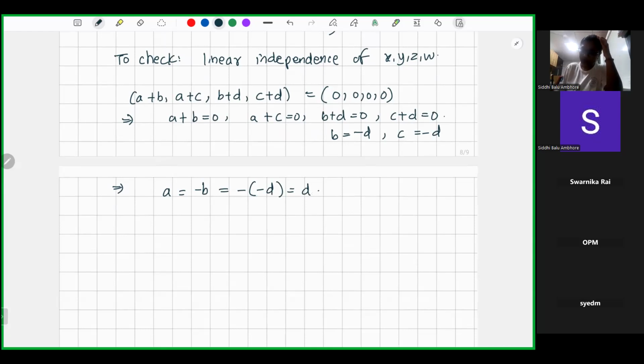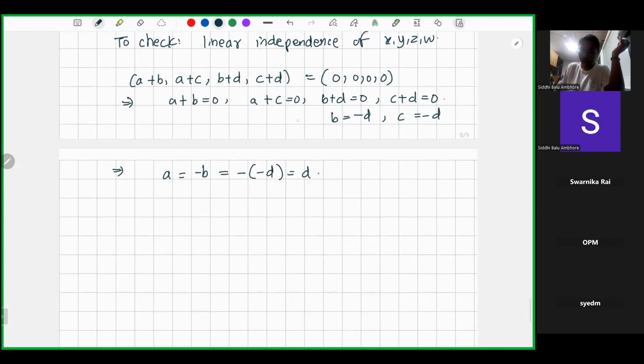And the moment I have A is equal to D, so from 2, this implies A plus C is equal to 0, then D plus C is equal to 0, and this will give me C is anyway minus D from here. So see what I have: A is equal to D, B is equal to minus D, and C is equal to minus D. So that's it, we are done.